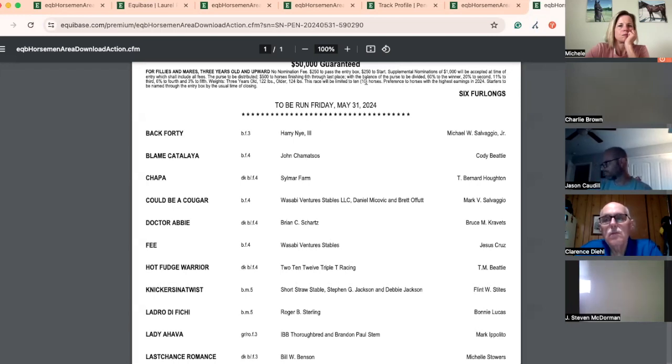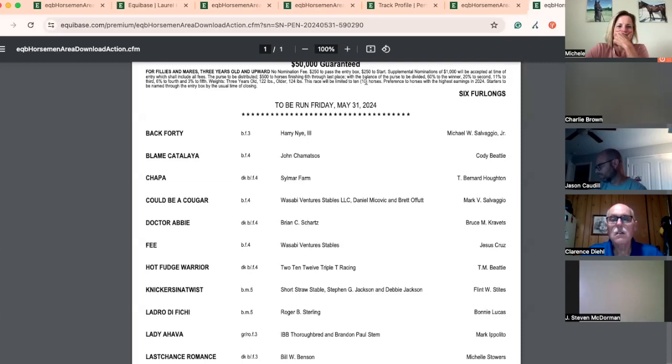Now, if I dug in here, both Fee and Could Be a Cougar had plenty of earnings, would have easily been in the top 10 no matter what. So we knew if we wanted to race, we were in the race. But if we were sweating it and we were way down the list, let's say we were number 19 and we really wanted to race here, we might not have got in, right? If 11 horses had more earnings than us.